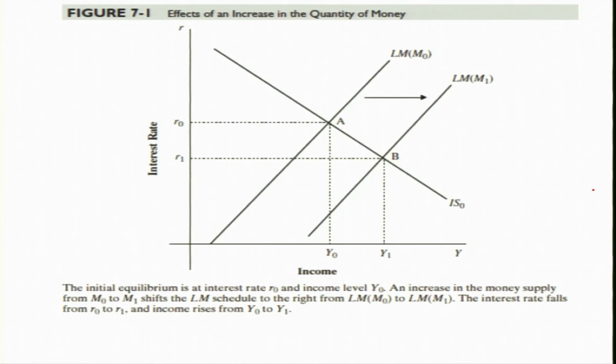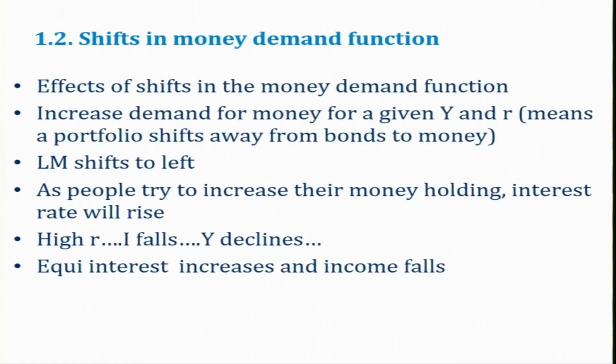Representing this using a diagram, we can see that when the LM curve shifts rightwards, the rate of interest will decrease from R0 to R1, and as a result income will increase from this point to this, that is del Y. So, due to del R, this much increase in income del Y will happen. The income will increase from Y0 to Y1.